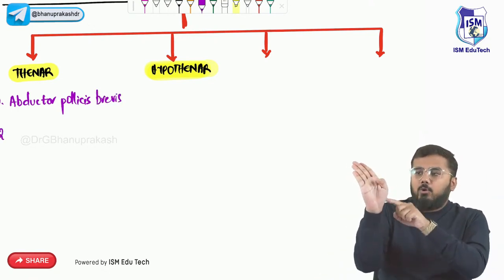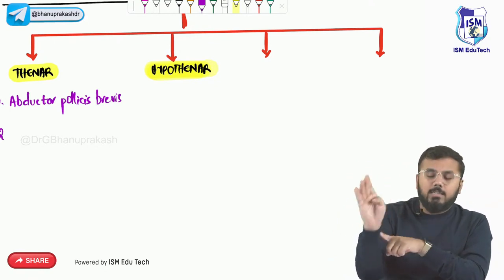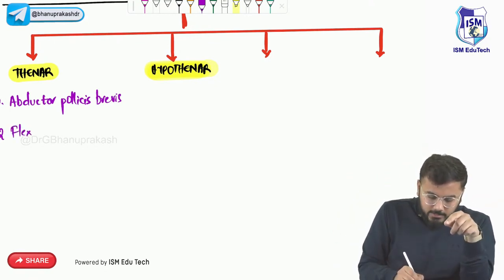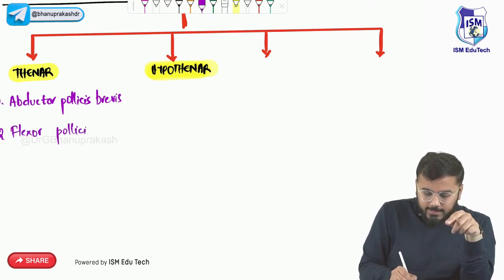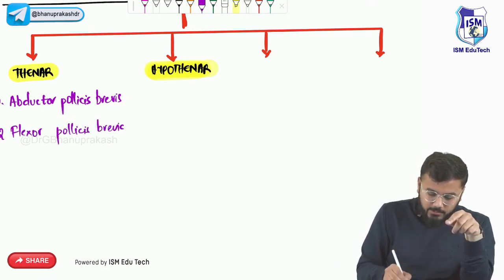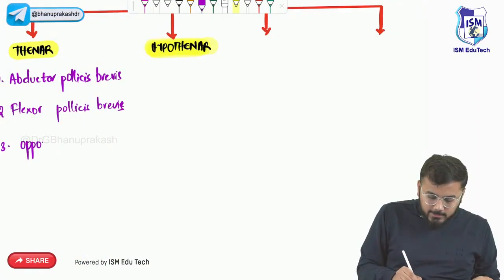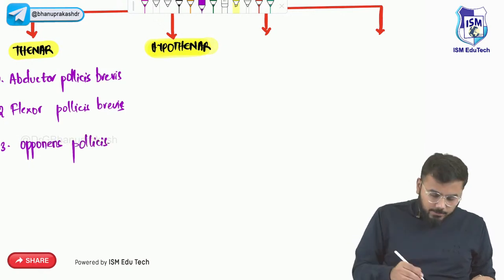Second important thing: I am able to flex my thumb, so the muscle will be flexor pollicis brevis. Third important thing: I'm able to count my fingers. How am I counting? My thumb is going against each finger, opposite of each finger. This function is called opposition, so the muscle here is opponens pollicis.